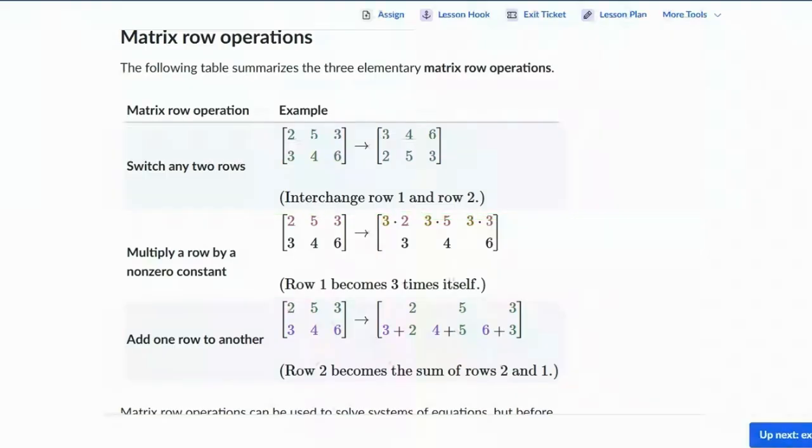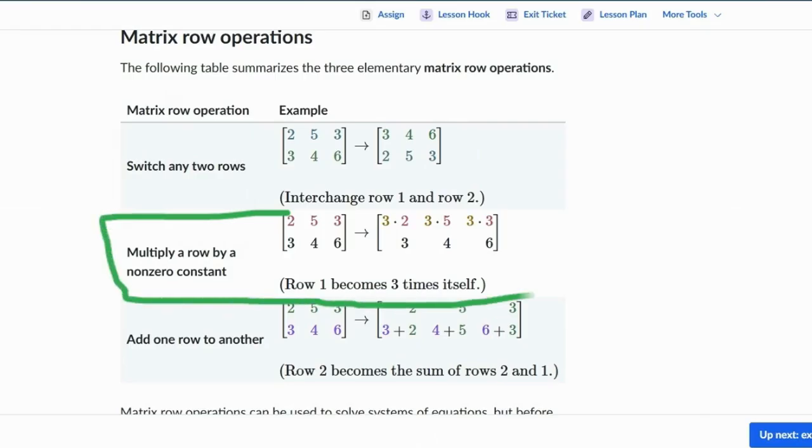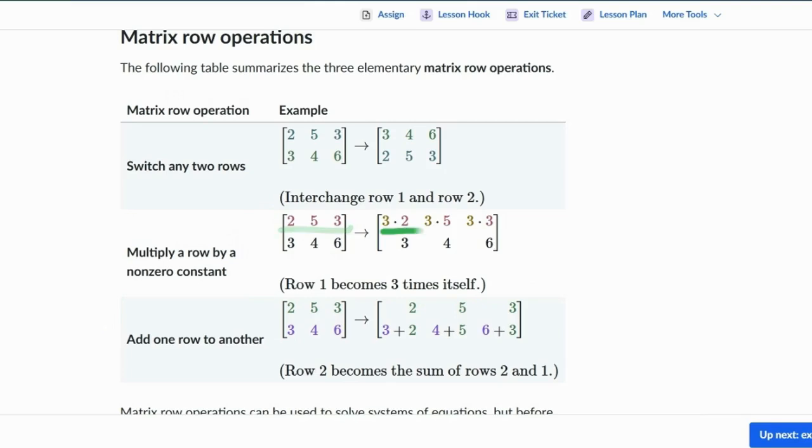Another thing we can do is multiply a row by a non-zero constant. Notice row 1 is being multiplied times 3, every element in row 1. So instead of 2, 5, 3, it becomes 3 times 2, 3 times 5, and 3 times 3. We're just multiplying every number by 3, so it becomes 6, 15, and 9.